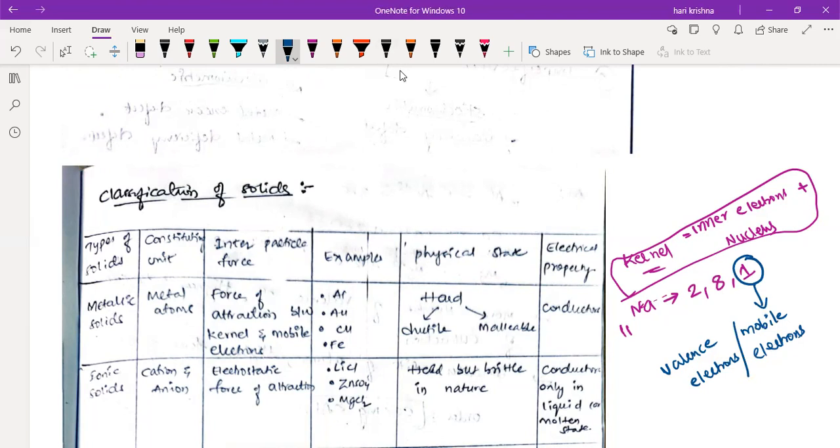The ability of a metal to be converted into a thin wire is called ductility. Malleability means, what is the meaning of malleability?